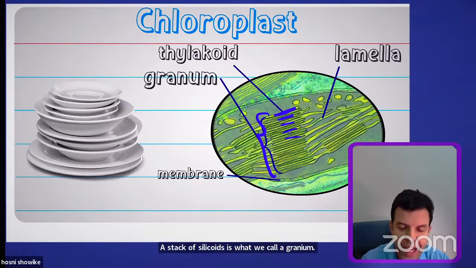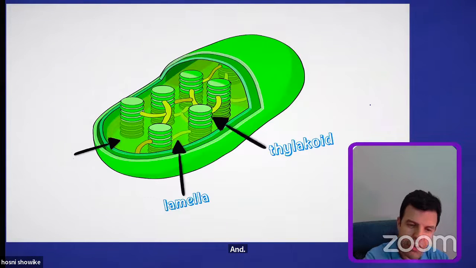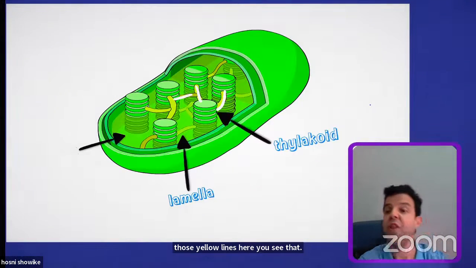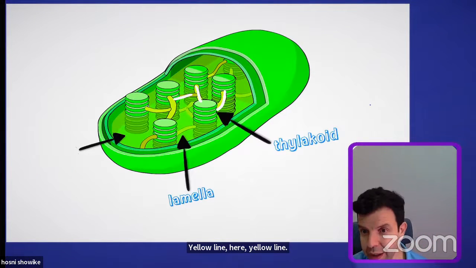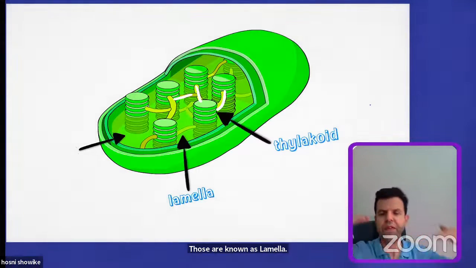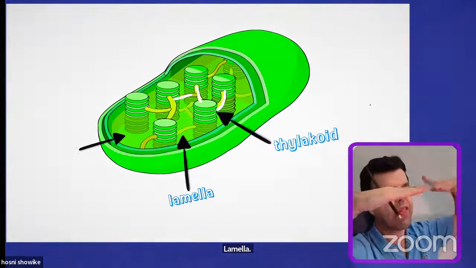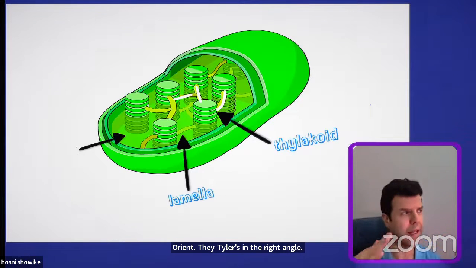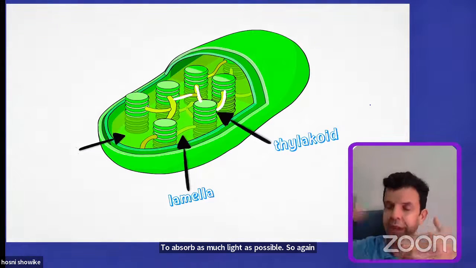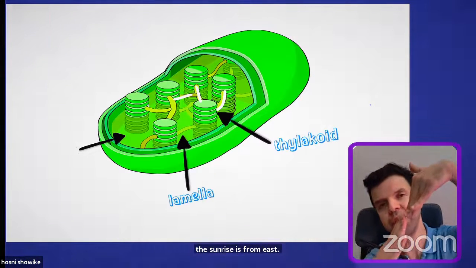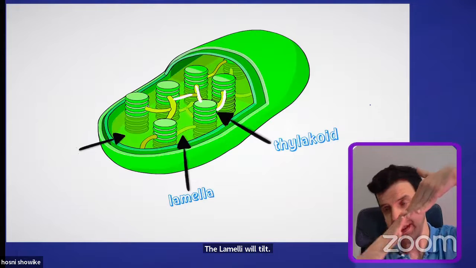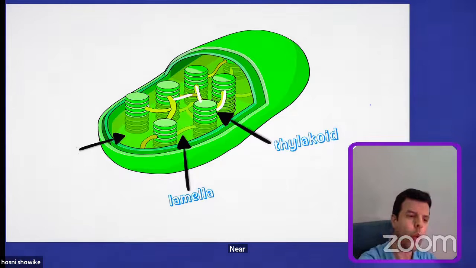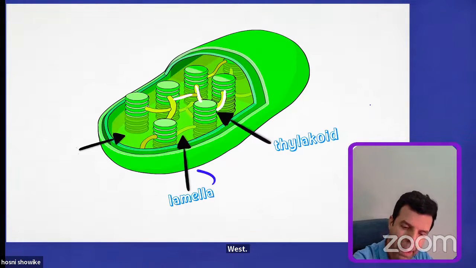And those thylakoids, they're not independent. Do you see those yellow lines here? Those are known as lamella. Lamella orient the thylakoids at the right angle to absorb as much light as possible. So again, let's say the sunrise is from the east. The lamellae will tilt the thylakoids towards the sun. Near sunset, they will tilt them towards the west. So that's the job of the lamella.